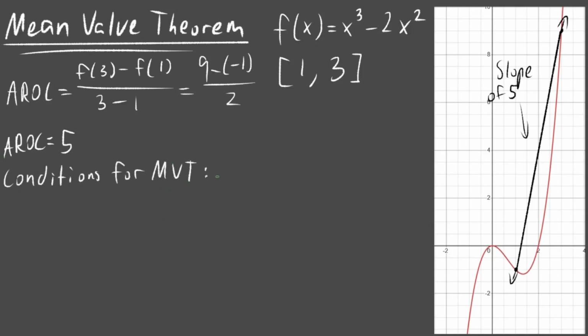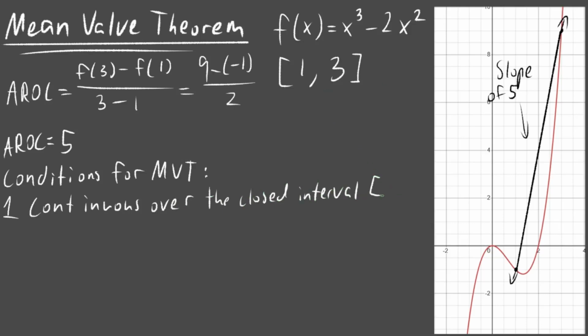All right, so our conditions for the mean value theorem. This kind of looks like a U, I promise it's a V for mean value theorem. So number one, we have to be continuous over the closed interval of the average rate of change that we're doing. So it looks like we're going from 1 to 3 here. So these will be the conditions for the mean value theorem just for this example. This interval can change. Okay, so first things first, we have to be continuous.